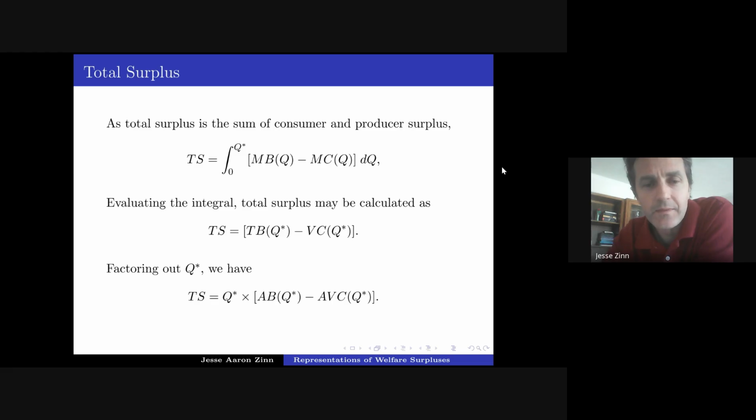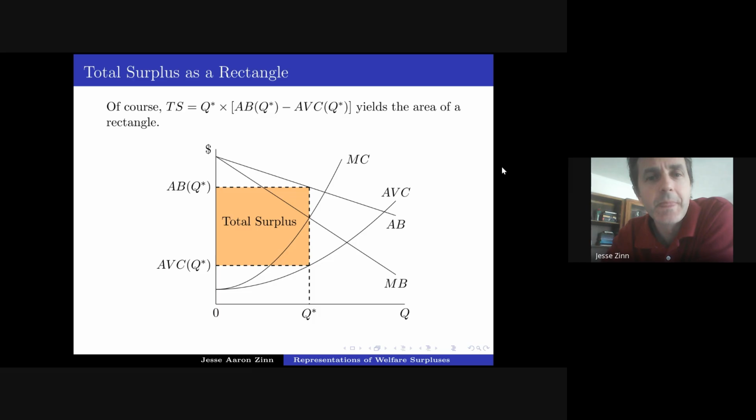It describes multiplying the dimensions of a rectangle, right? That rectangle right there. So notice that we have to augment, in this case, the typical supply and demand diagram with two additional curves, right? So we have average variable cost added and then average benefit.